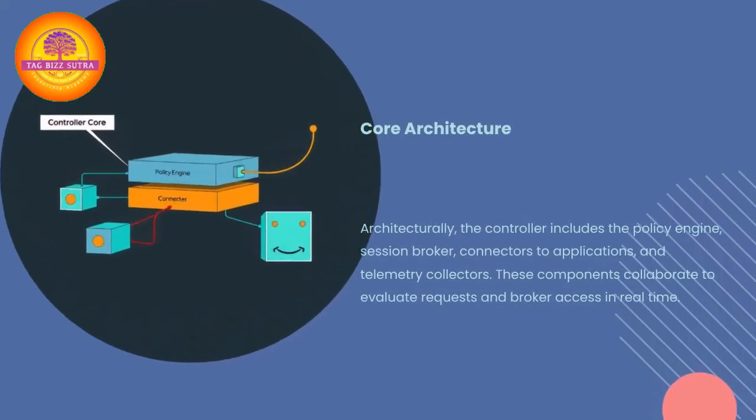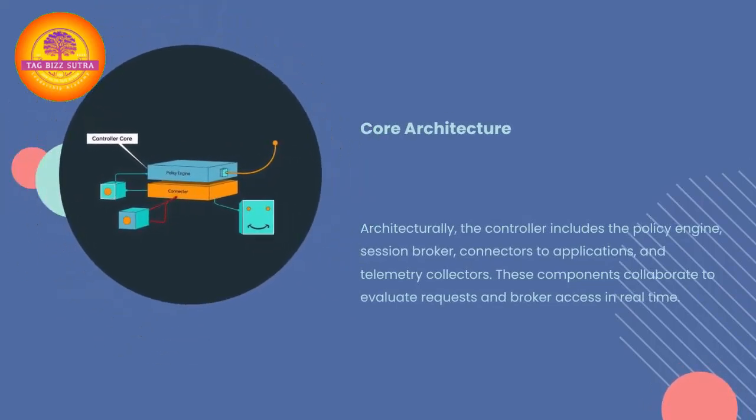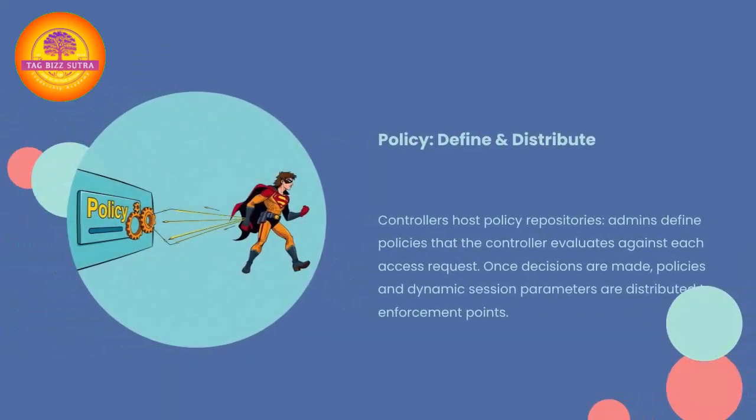Architecturally, the controller includes the policy engine, session broker, connectors to applications, and telemetry collectors. These components collaborate to evaluate requests and broker access in real time. Controllers host policy repositories. Admins define policies that the controller evaluates against each access request. Once decisions are made, policies and dynamic session parameters are distributed to enforcement points.